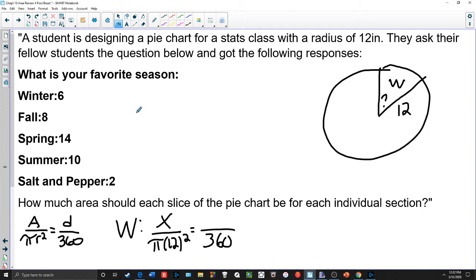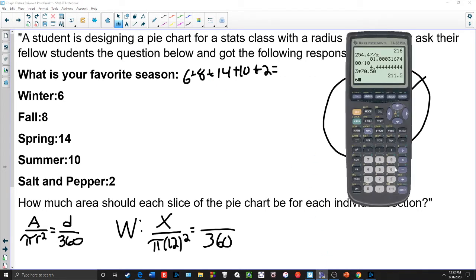So what you want to do to figure this out is figure out how much of the entire responses winter represents. So how many responses do they have total? Let's go ahead and add them up here. We have 6 for winter, 8 for fall, 14, 10, and then 2 for salt and pepper, because people obviously don't understand the question. If we add those up, that's 20, that's 10, so that'd be about 40, right? Let me just double check. 8, 14, 14, 10, and 2. Right, 40.